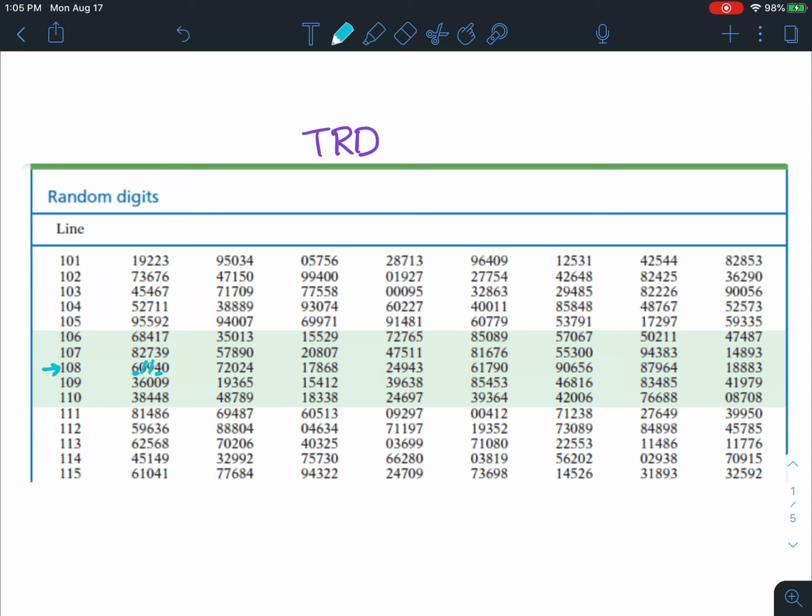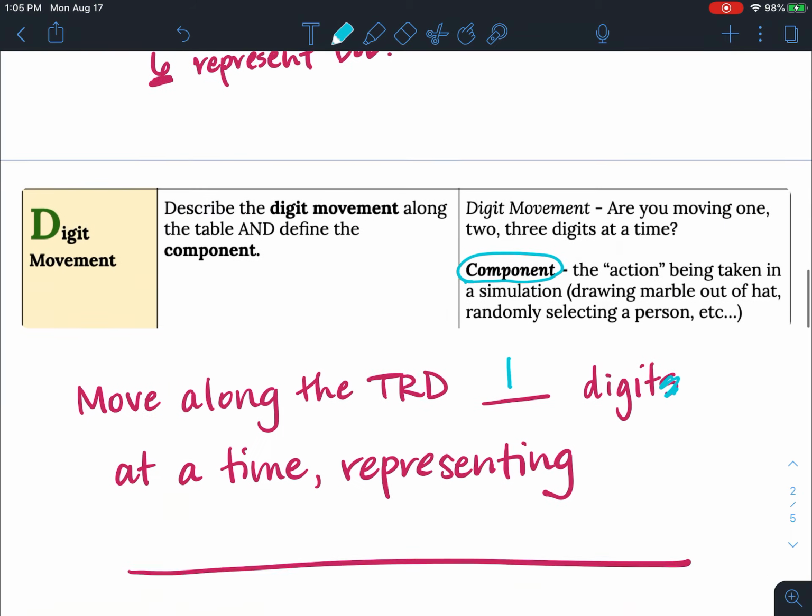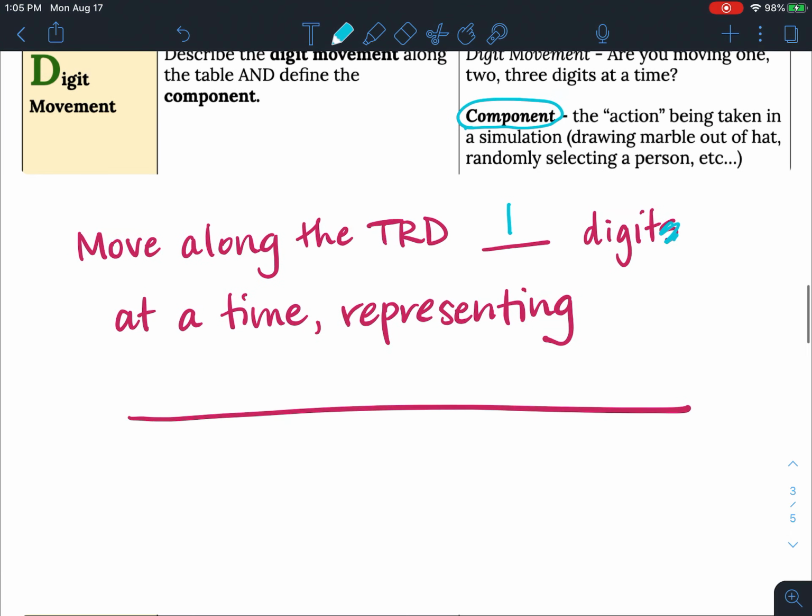So what did it mean? Well, that just meant that when we moved from 6, one digit over to 4, we just found a newly infected person. Okay, that's what that represents in our situation. So I'm moving along one digit at a time, and every new digit I find is representing a new tenant being infected.